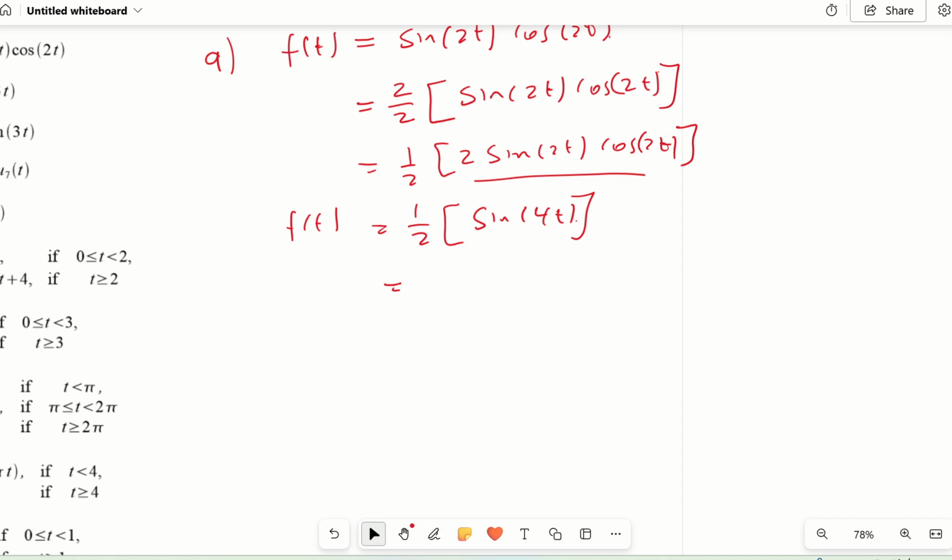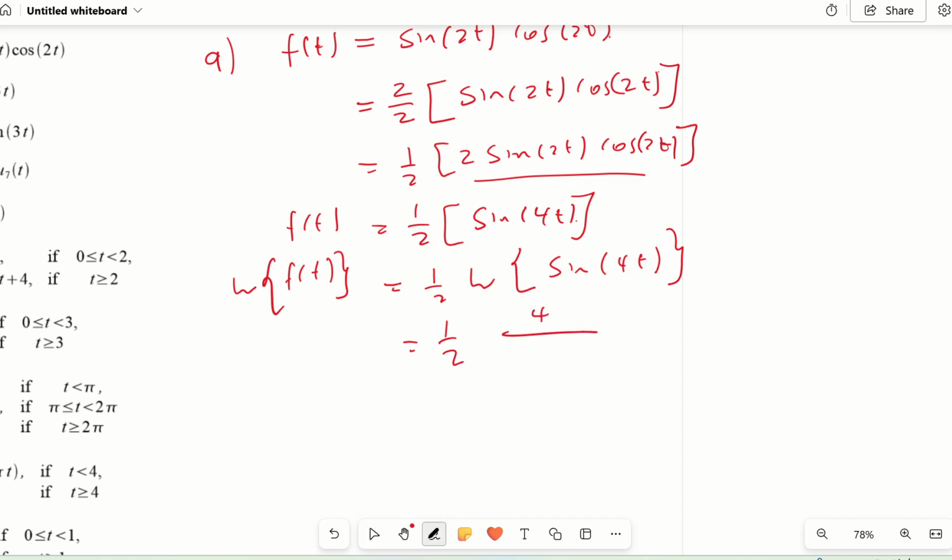So we are introducing Laplace on both sides. So you can write it as Laplace of sine 4t, and this is 4 all over s squared plus 4 squared. And this is the final answer.